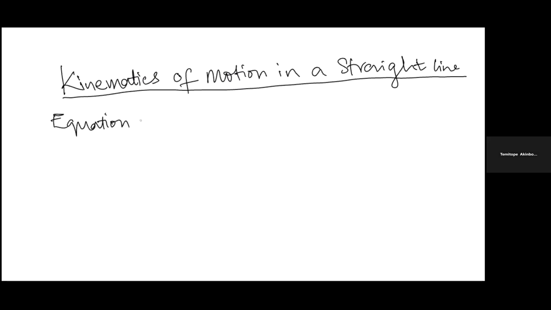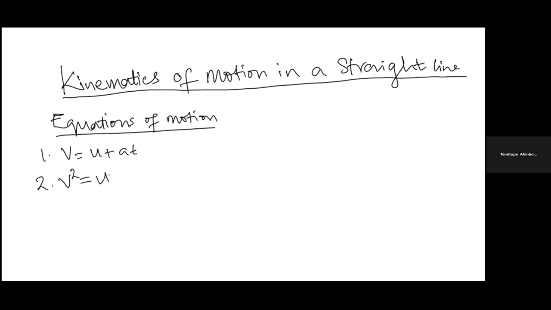Equations of motion. Number 1, V equals U plus AT. Number 2, V squared equals U squared plus 2AS.